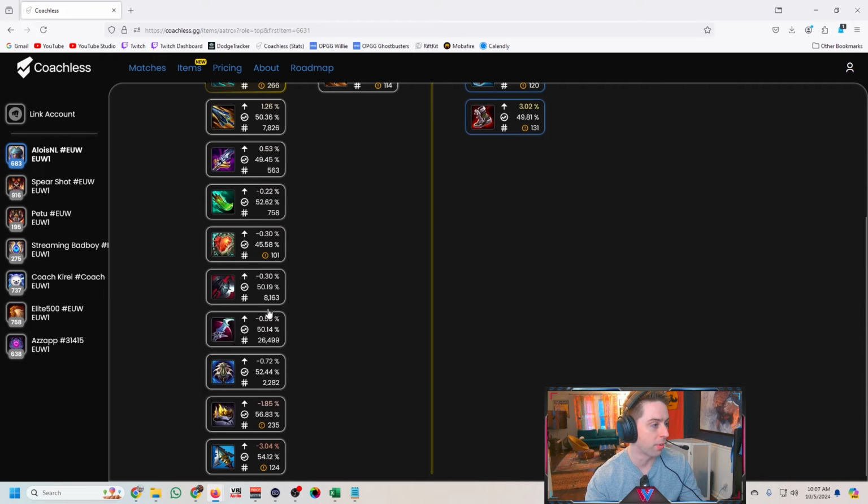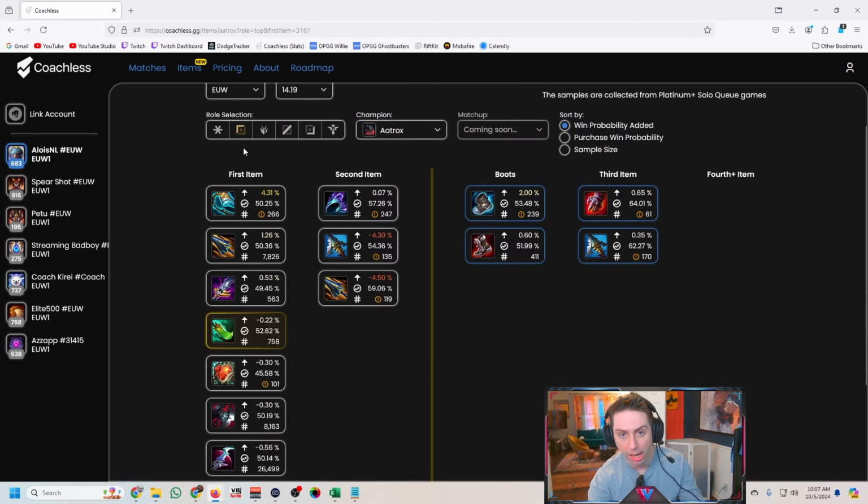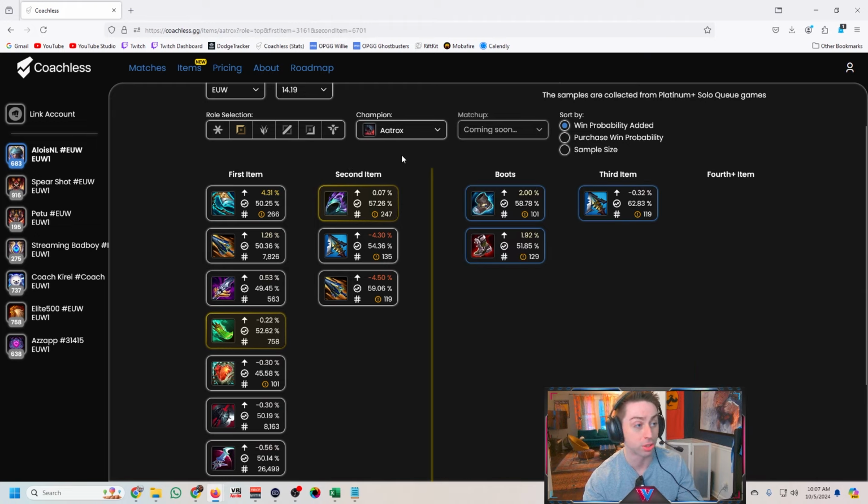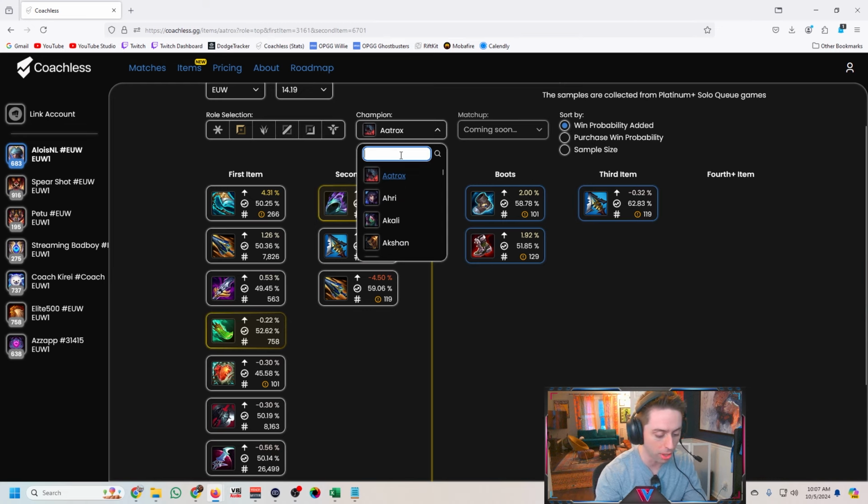We can go down all these items that we can see right now. Honestly, there's a lot of games on Eclipse. There's a lot of games on a lot of things, but Spear of Shojin is actually performing the best on Aatrox right now, and we can see that your best second option would be this item, right? But there's only 247 games.